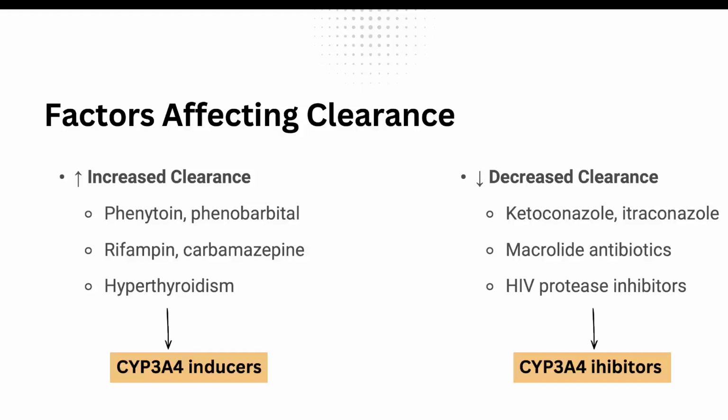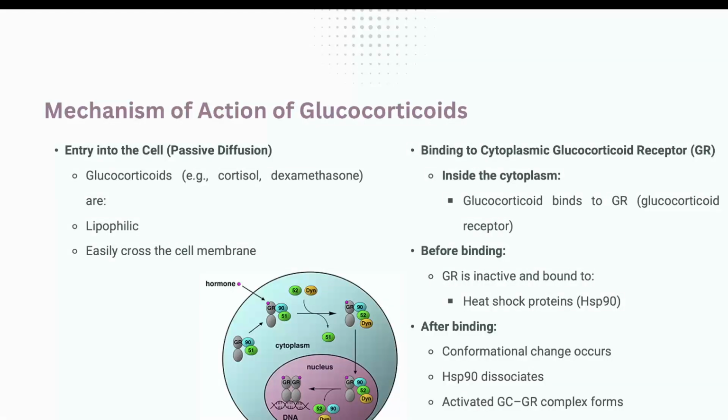Drugs that inhibit cytochrome 3A4 lead to decreased clearance and increased level of cortisol to a level that leads to a toxicological response, of course with time, not directly. Drugs like ketoconazole and itraconazole are antifungal agents. Macrolide antibiotics, like clarithromycin and erythromycin, and antivirals like HIV protease inhibitors, all lead to an increased level of cortisol and may lead to toxicity.